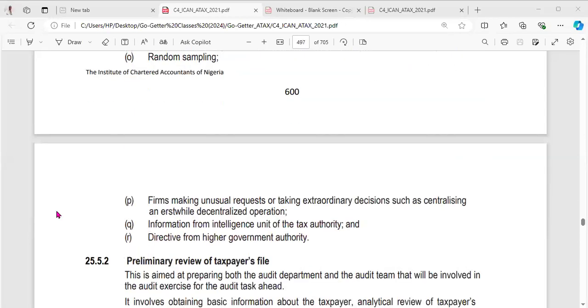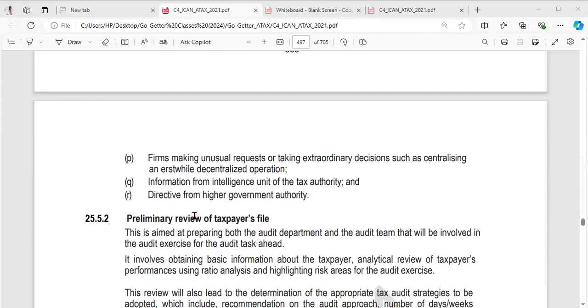Then a firm making unusual requests or taking extraordinary decisions, such as centralizing an erstwhile decentralized operation, then also a directive from higher governmental authority. All these are some of the reasons why they could pick a taxpayer for desk audit.